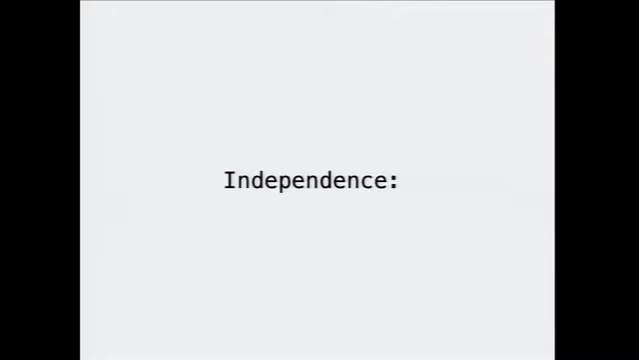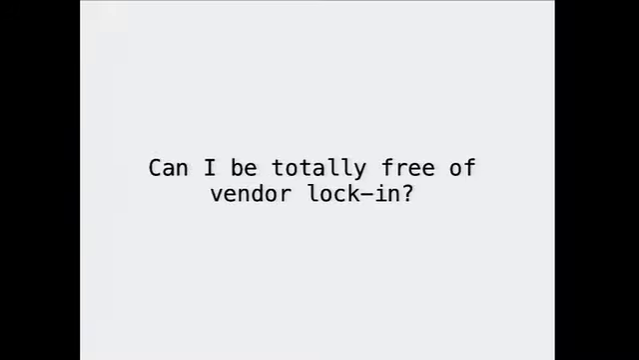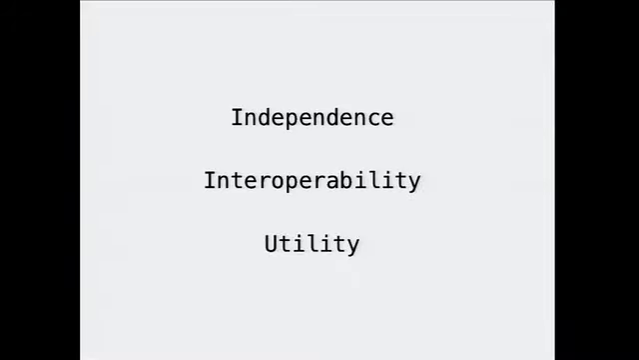And then finally, independence, which means can I be totally free of vendor lock-in? Because, of course, it's totally possible for a couple of vendors to team up and agree to what they're actually implementing, and now you have interop, but you have no freedom whatsoever. And so utility, interoperability, independence. This is our stack. But these are not all equal. This is a hierarchy of needs. We can't achieve one of the higher level ones without having achieved the lower level ones.